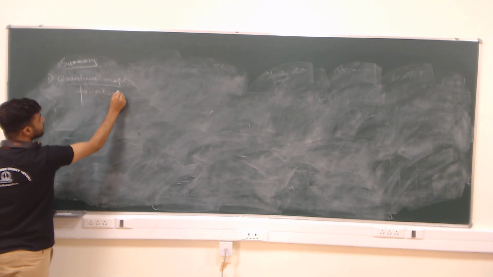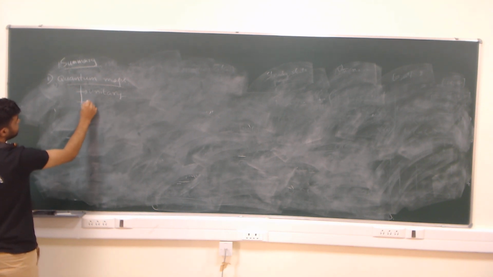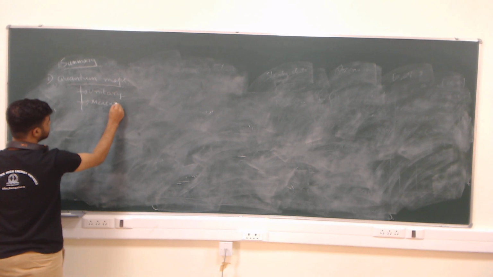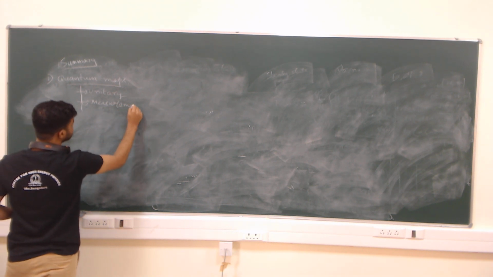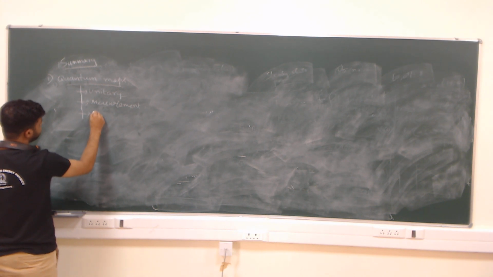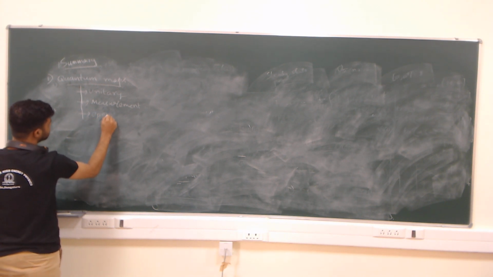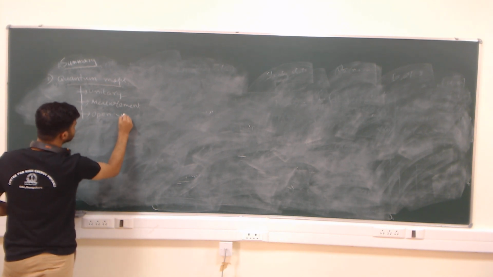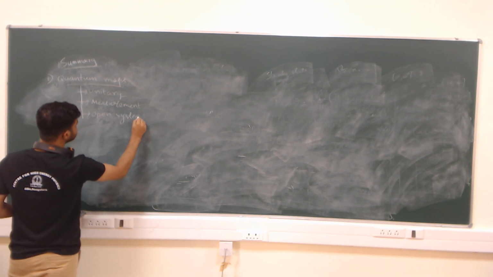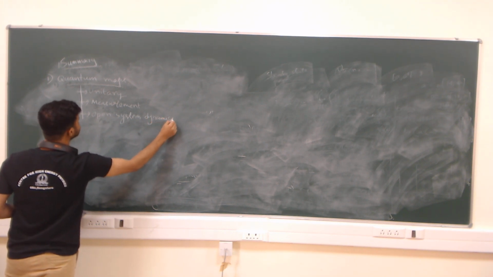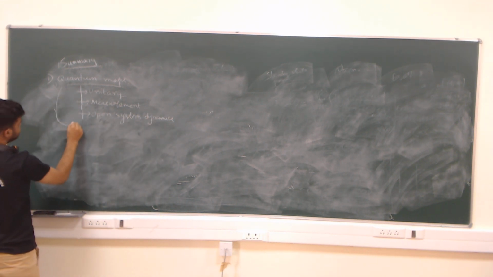Dynamics of a full system, then measurement, which results in non-unitary evolution, and then finally open system dynamics, when we are focusing only on a part of the system and we study the evolution of that part. So these are the possibilities of quantum maps, and we mean that all of these are CPTP maps.